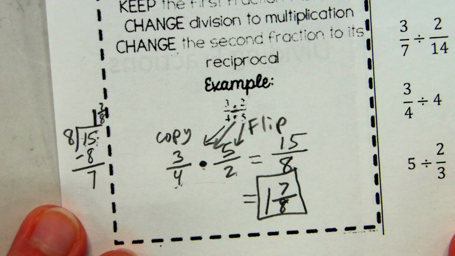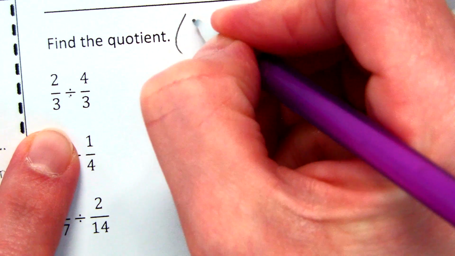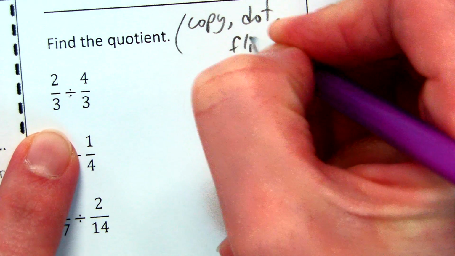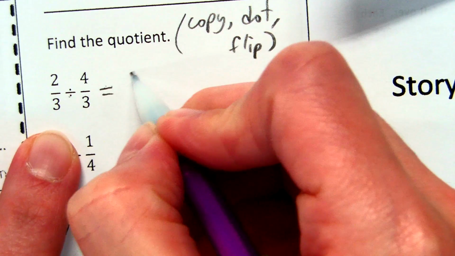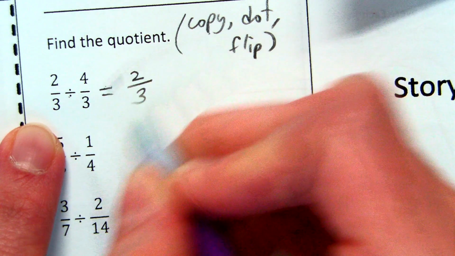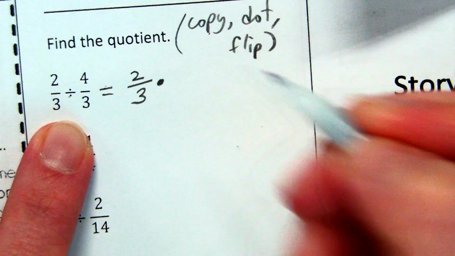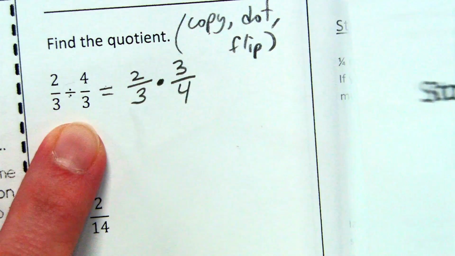Yes. Okay, so let's look at our division problems over here. So find the quotient. That just means we're dividing. So I'm going to put in the parentheses over here, copy, comma, dot, comma, flip. Copy, dot, flip is a good way to remember it. So when you do these, you do not change the first fraction. That's why I like this copy part. You just copy the first fraction down. We're going to change division to multiplication. So you just put a dot, and then you flip the last fraction and make it 3/4.